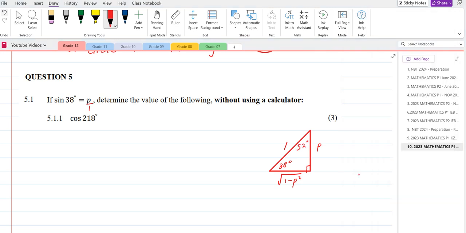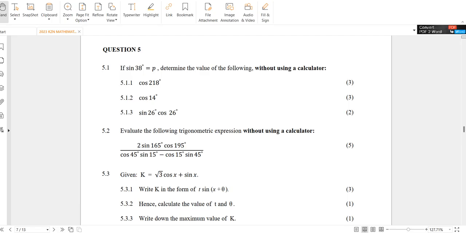Now, what is cos 218? Cos 218 is in the third quadrant because that's cos of 180 plus 38. And cos in the third quadrant is negative. So negative cos 38. And what is cos of 38 degrees? Adjacent over hypotenuse. So the square root of 1 minus P squared with the negative outside. Right, so I hope you guys understood that. Moving on to the next problem.